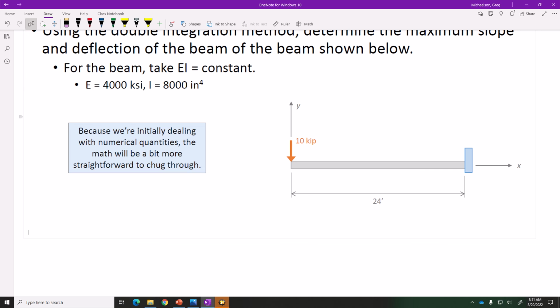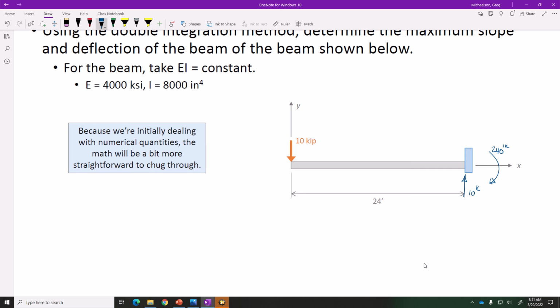Is it going to go down like that? Hold on, let's see. What is our reaction here? That's 10 kips, right? What's our moment reaction? We have 10 times 24 this way, 10 times 24 this way, so this is 240 foot kips that way.